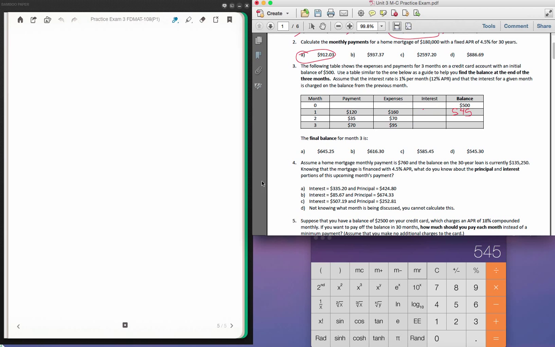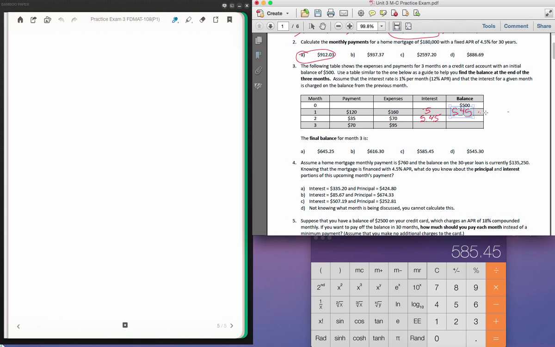Okay, sorry about that. So we're going to do this again real quickly, 5.45. And once again, this was a 5. So now we're going to come down here. 545 was our previous balance. We're going to make a $35 payment, so we subtract $35. And we add $70 of expenses, so we add that in. And we're going to add the interest of $5.45. So our new balance is $485.45.